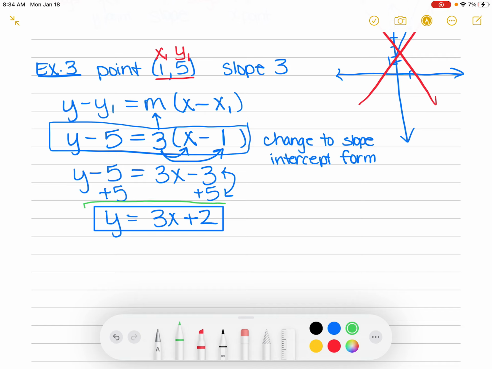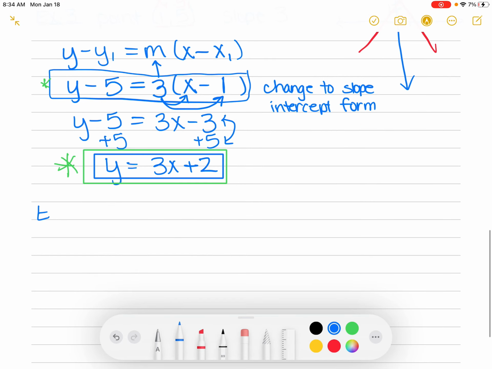I'm going to box it twice just so that you know, because I had another one boxed up here. So this is kind of like the first equation answer, but this is my final one that you should always have. Okay, let's move on to example 4.